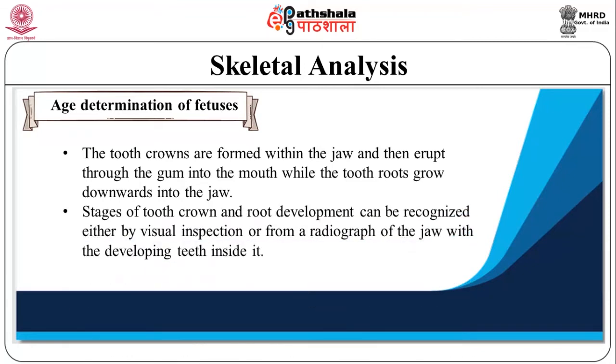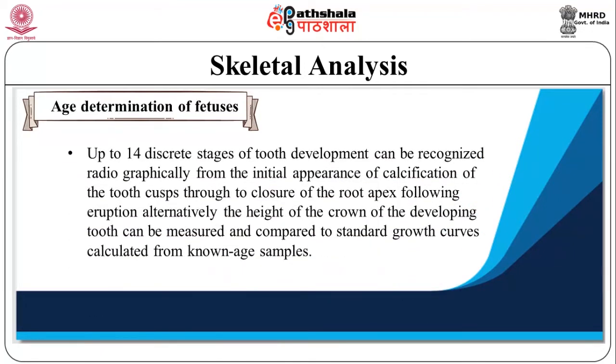The stages of tooth crown and root development can be recognized either by visual inspection or from radiographs of the jaw with the developing teeth inside it. Up to 14 discrete stages of tooth development can be recognized radiographically, from the initial appearance of the calcification of the tooth cusps through to the closure of the root apex. Following eruption, alternatively, the height of the crown of the developing tooth can be measured and compared to standard growth curves calculated from known age samples.